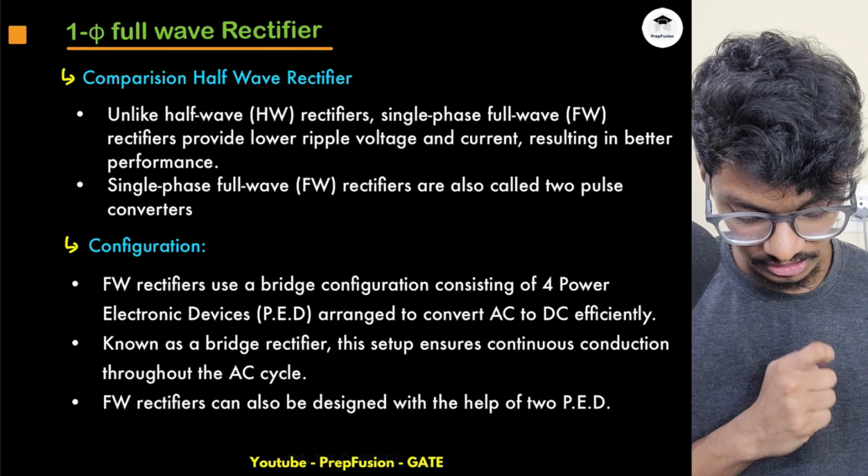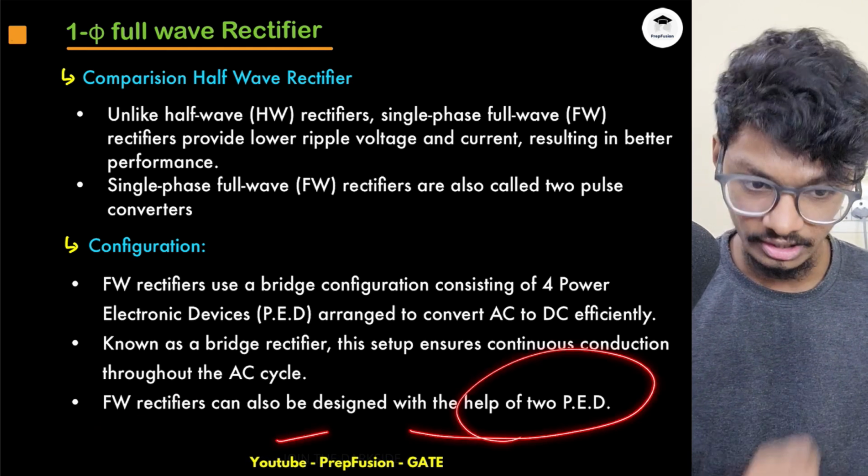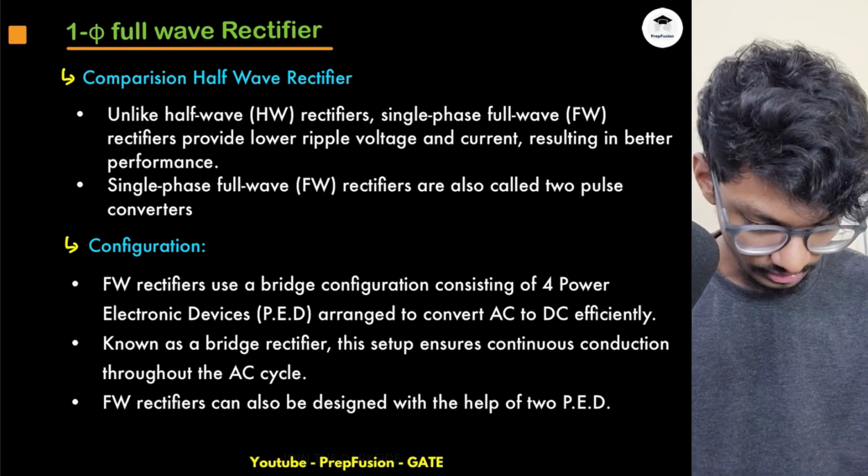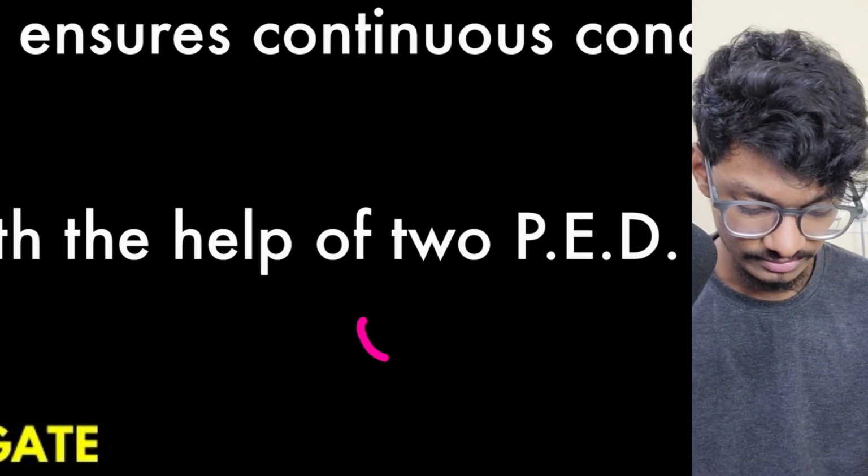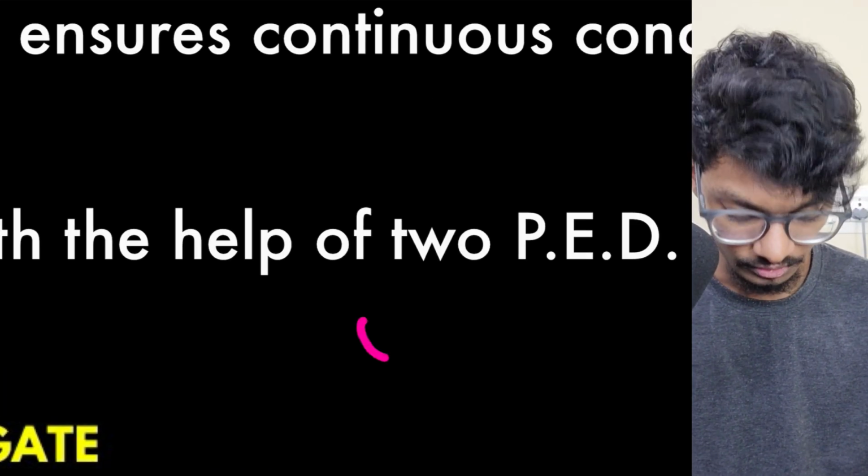Full wave rectifiers can also be designed with the help of 2 power electronic devices. This is for the center tap transformer. I have explained this with diodes in my prerequisites.